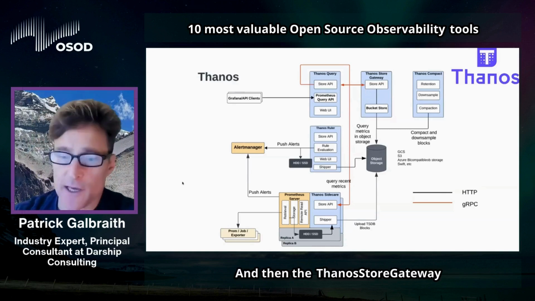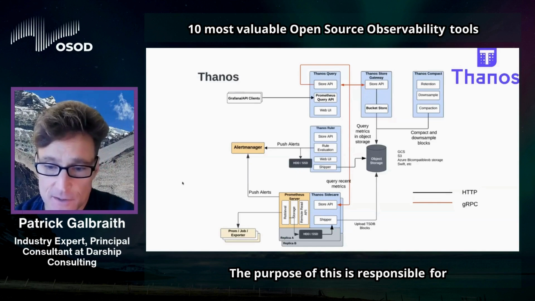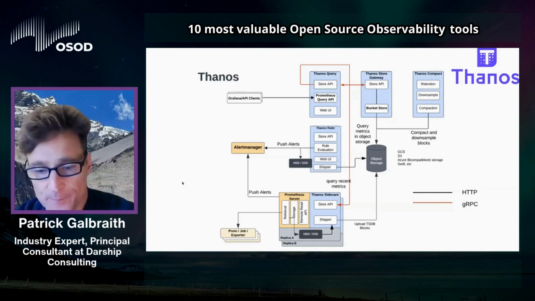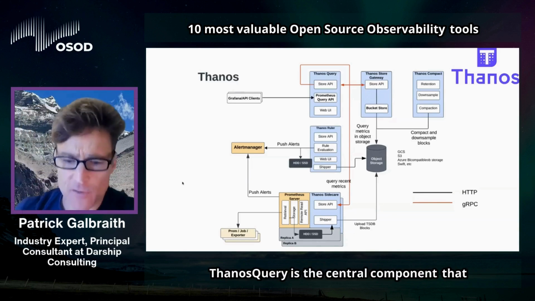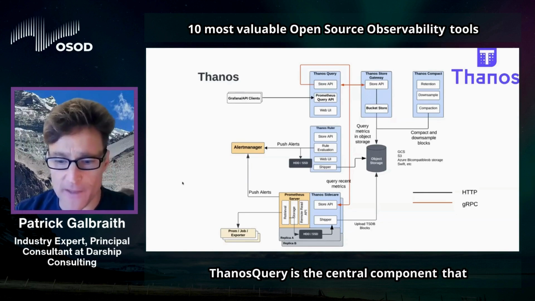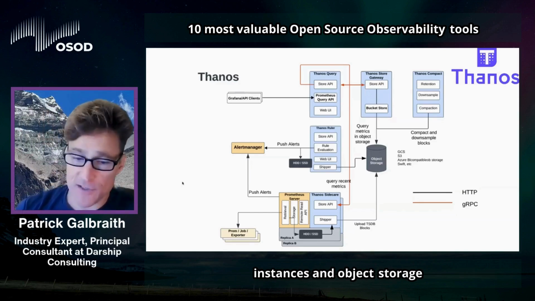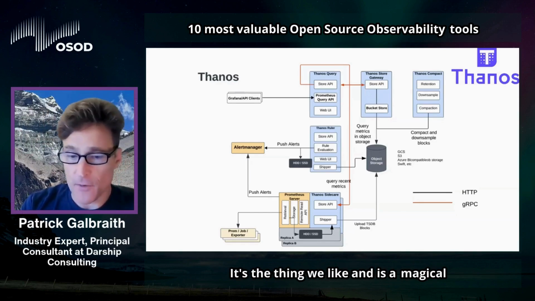And then the Thanos store gateway. The purpose of this is responsible for querying metrics stored in the object storage. Thanos query. Thanos query is the central component that allows querying across multiple Prometheus instances and object storage. It's the thing we like and is magical.